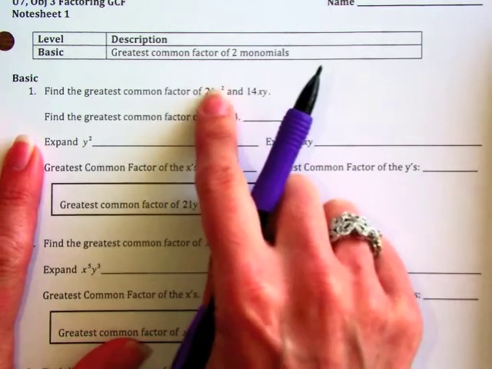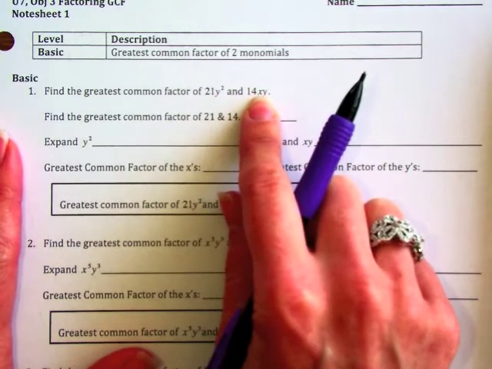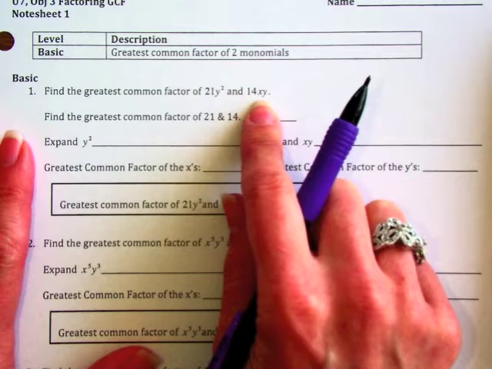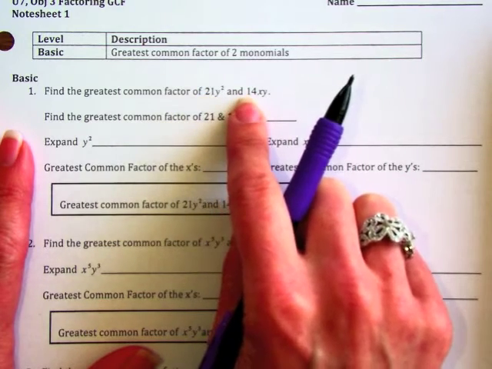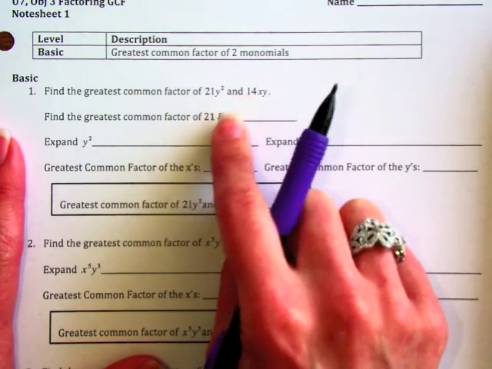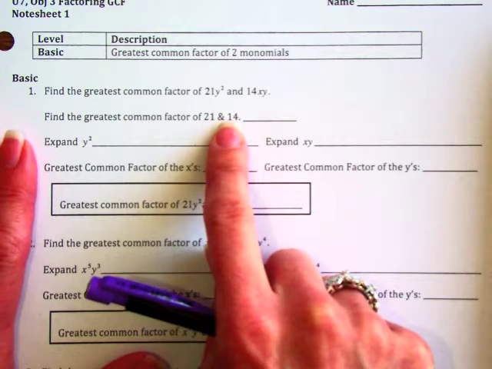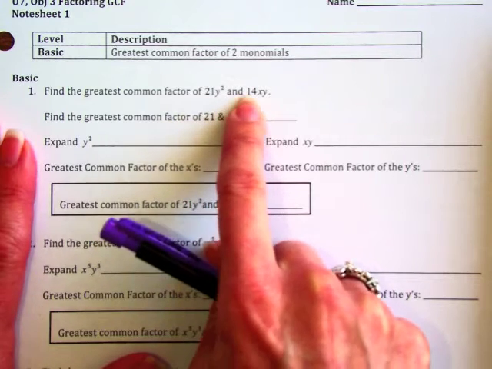So here's one term, here's one term. We want to know what is the greatest common factor of these two terms. To do it, we do it in parts. First, we look at what we call the coefficients, the number in front of the variables. In this one, we have a 21 and 14. So the first directions ask us to find the greatest common factor of 21 and 14. That comes from the coefficient here and the coefficient here.